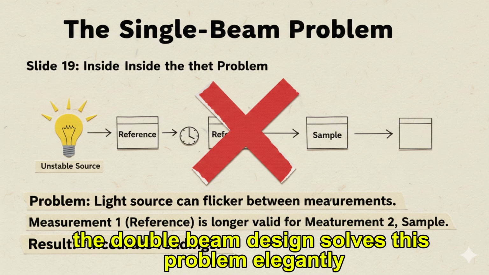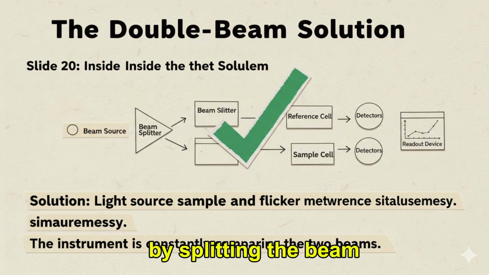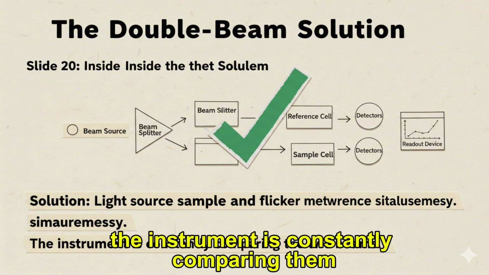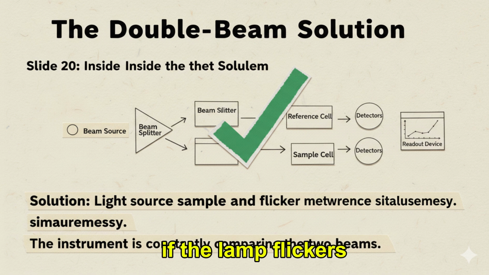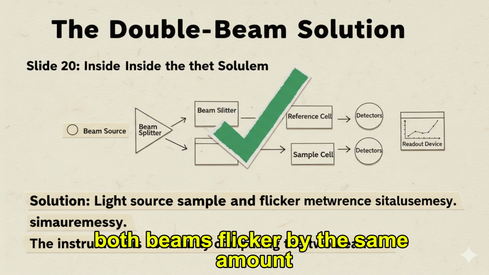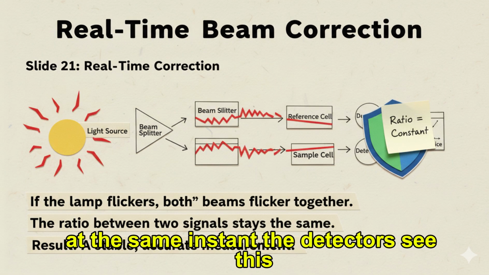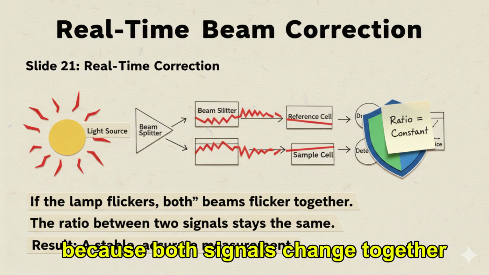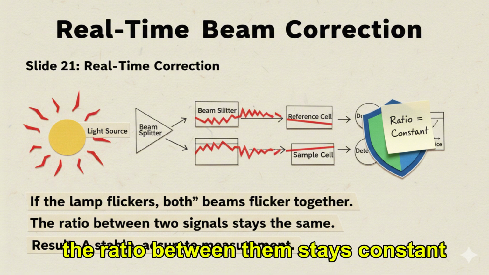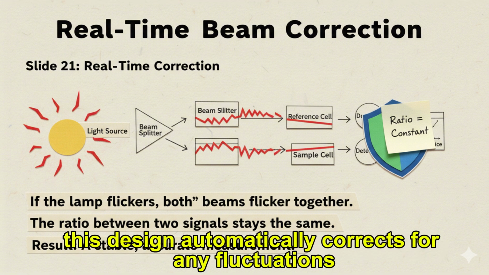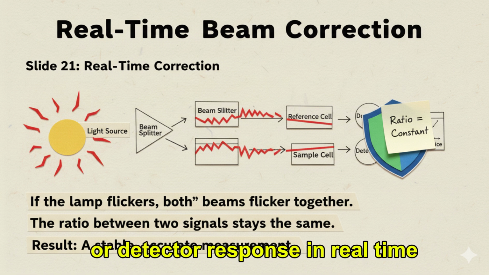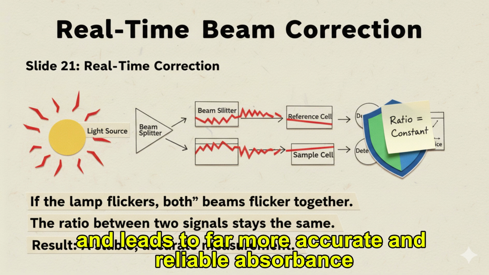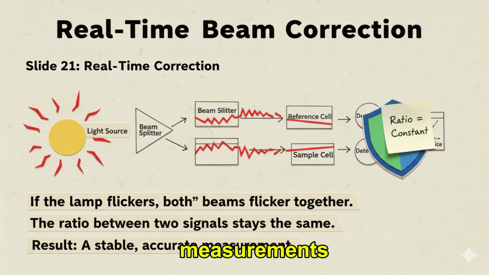The double beam design solves this problem elegantly by splitting the beam and sending it through the reference and the sample at the exact same time. The instrument is constantly comparing them. If the lamp flickers, both beams flicker by the same amount at the same instant. The detectors see this, and the electronics calculate the ratio of the two signals. Because both signals change together, the ratio between them stays constant. This design automatically corrects for any fluctuations in the lamp intensity or detector response in real time. This provides a much more stable baseline and leads to far more accurate and reliable absorbance measurements.